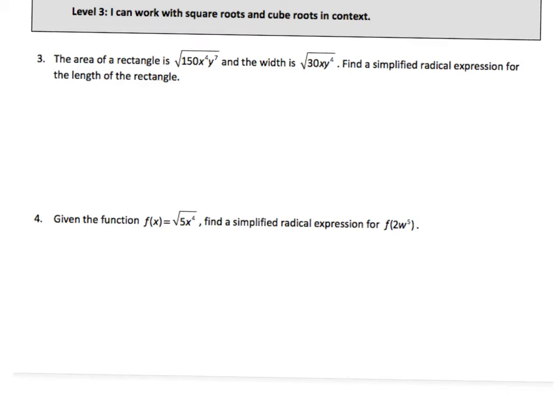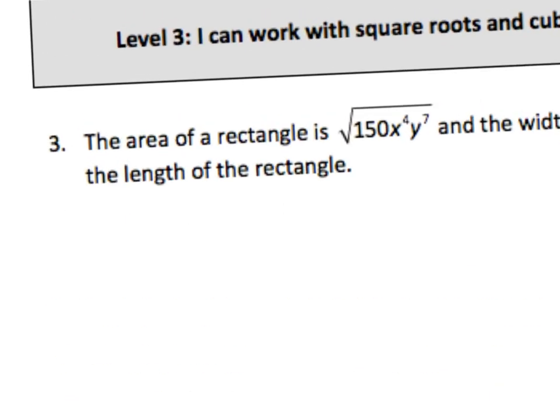Okay, level 3 is working with roots in context of problems, so talking about like area and perimeter. So in number 3, it says the area of a rectangle is the square root of 150 x to the 4th y to the 7th, and the width is the square root of 30 xy to the 4th. Find a simplified radical expression for the length of the rectangle. Okay, so let's talk about this.